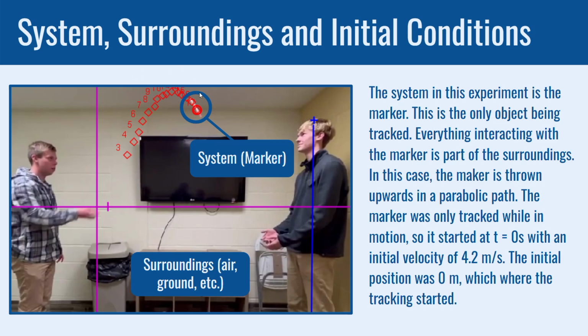First, I want to recognize the system, surroundings, and initial conditions. The system is the marker, nothing else. The surroundings is everything else: the air, the ground, anything that affected the marker's motion. So drag force, gravitational force, all of that. It started with an initial velocity of 4.2 meters per second at time equals 0 and position is 0. And it's important to also recognize anything in the x direction we can kind of ignore because we're looking at the y direction motion for that max height.